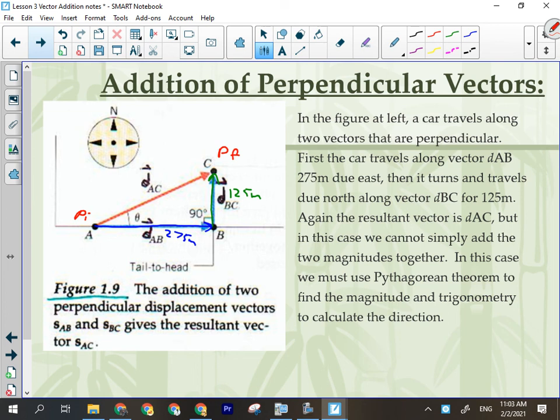So how do I figure out how long that line is? A squared plus B squared equals C squared. Exactly. Pythagorean theorem, a squared plus b squared equals c squared. All right, so that's my first step. Find the magnitude of my displacement. So that'll be 275 squared plus 125 squared.